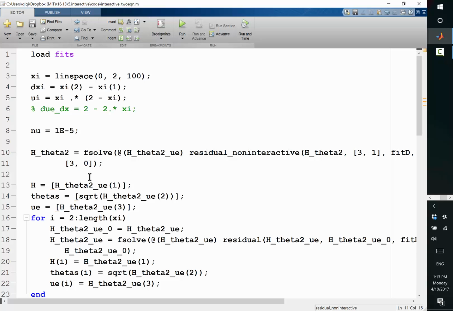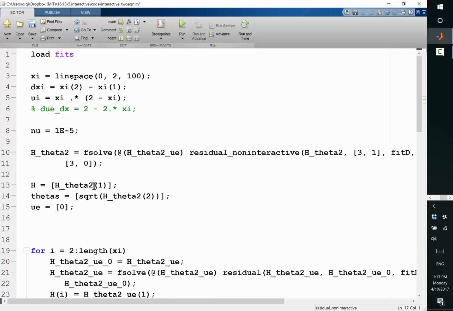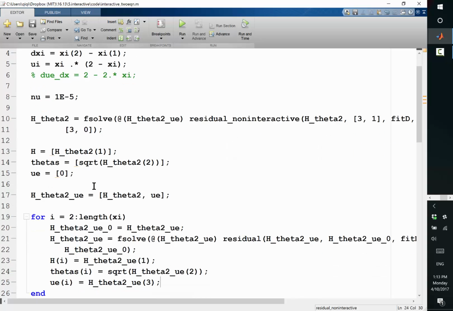All right. So now h is equal to that, theta is equal to that, ue starts with zero, and we're going to initialize our three variable equation. H theta 2 ue is going to be the previous solution and ue. Okay, so this is the initial condition for our coupled quasi one-dimensional flow and boundary equation solver. Alright, interrupt me whenever you have any questions.